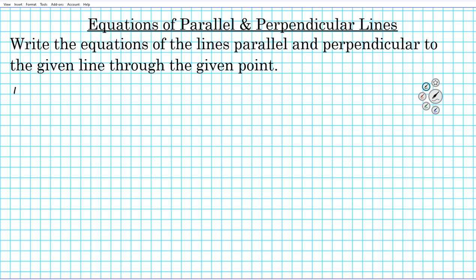So for question number 1, let's say we have the line y equals 1/2 x plus 3. And we're to write the equation of the line parallel and perpendicular to this line through the point (2, 3). All right, so we're going to start with the parallel line first. So, equation of a parallel line.